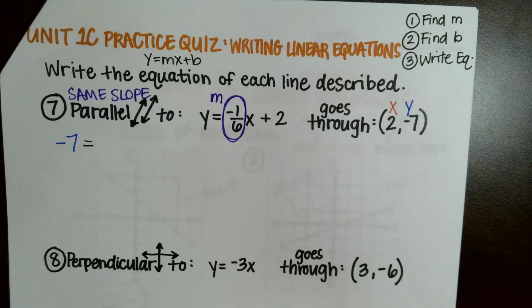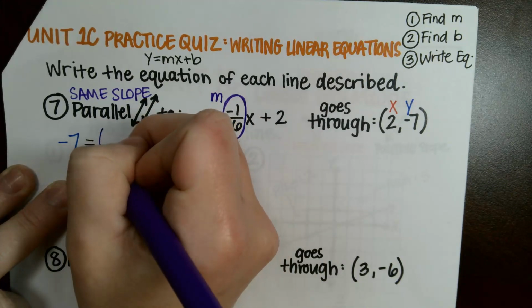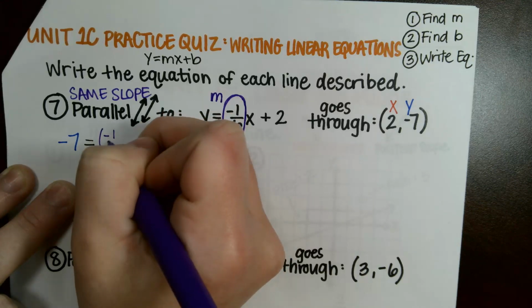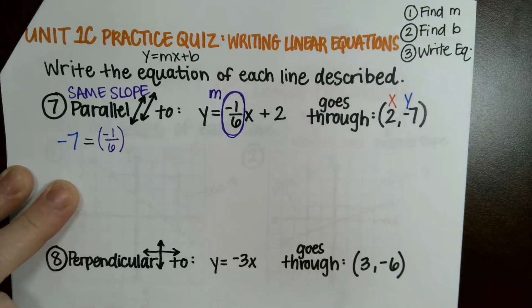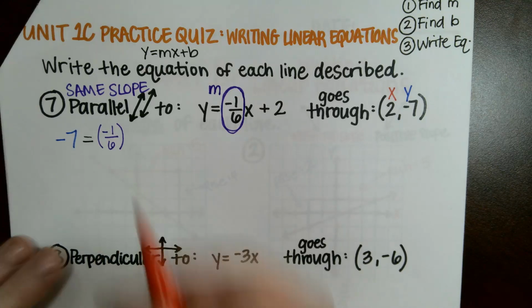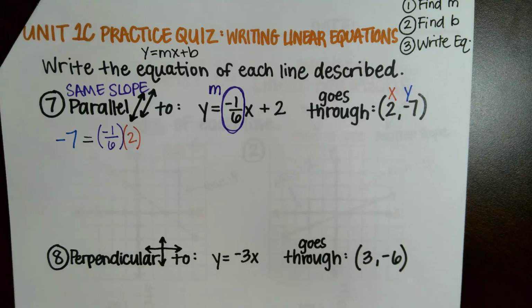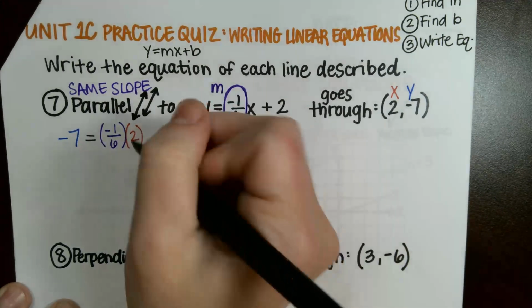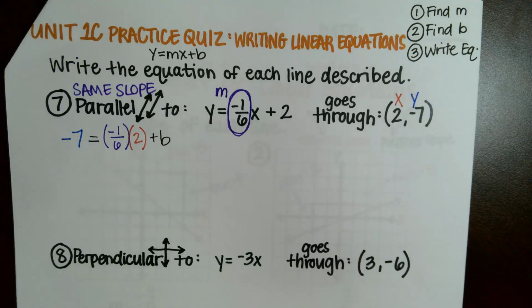All right, and then I need mx. What's my m? -1/6. Good. And because it's a negative and it's a fraction, I just don't want to accidentally lose any part of it. I'm going to put it in parentheses just so I keep track of my stuff. So mx. What's my x? 2. Good. And what's the last part of this equation? Plus b. Good. All right. What should I do now?